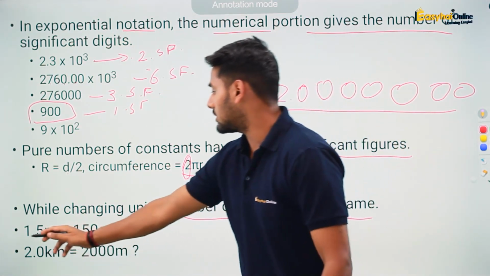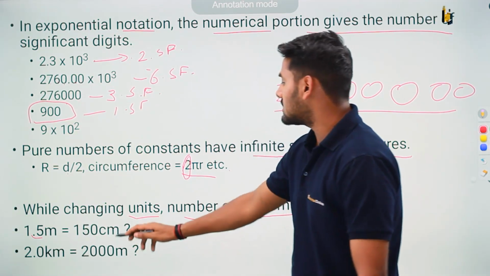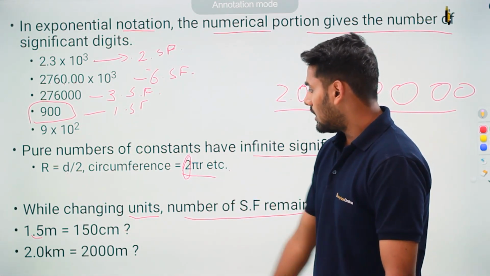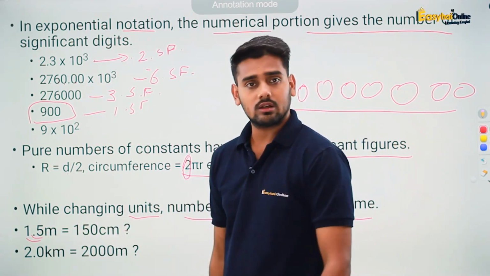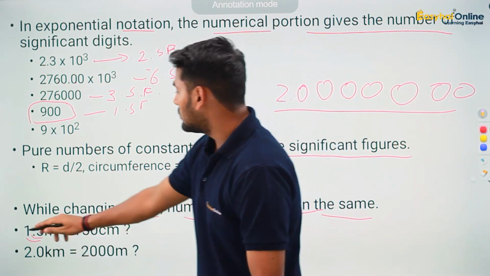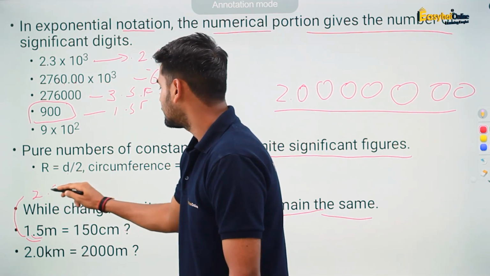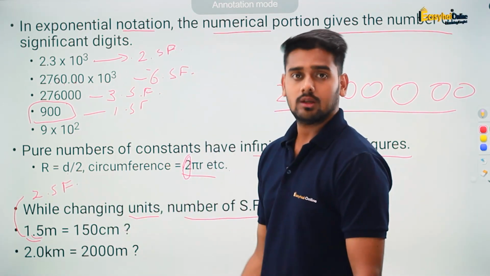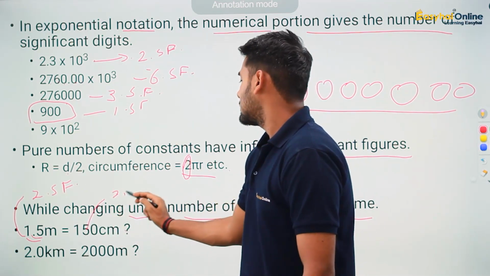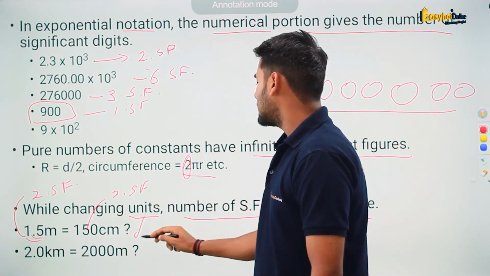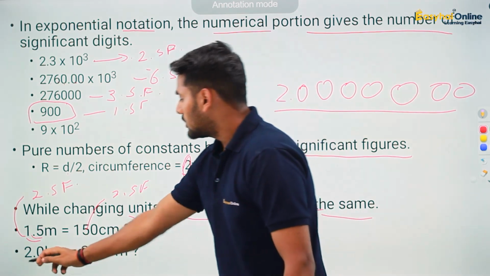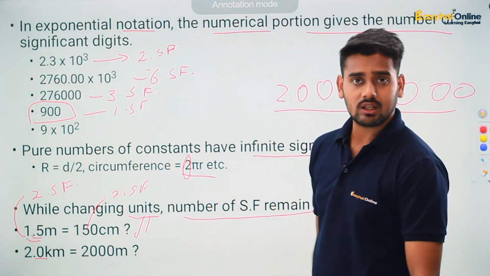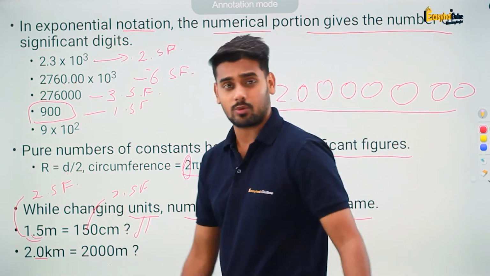For example, look at this, 1.5 meter can be written as 150 centimeter, yes or no? Yes. Now in this case, this digit will have 2 significant figures, right? What about 150 centimeter? 2 significant figures. Okay. So there is no problem in this. This is totally correct. What about this? 2 kilometer and 2000 meter. The conversion is correct.